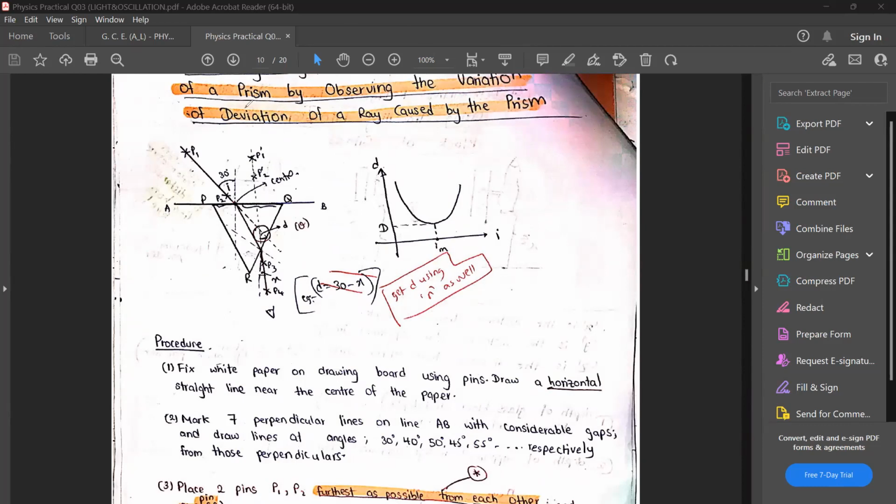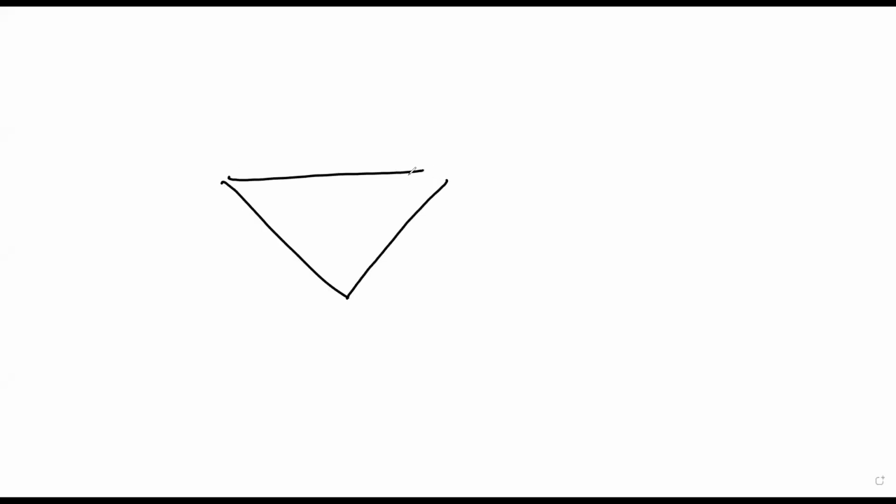So you get a prism, and this is the point. The light ray comes like this and gets deviated like this. Now it goes from dense to rare, so it bends away from the normal and will go like this. Let's say you did it for i equal to 30. When i is equal to 30, you can get a certain deviation angle.